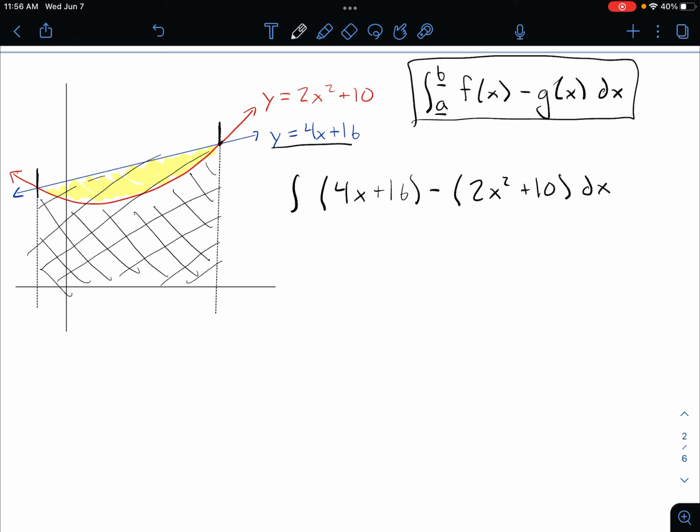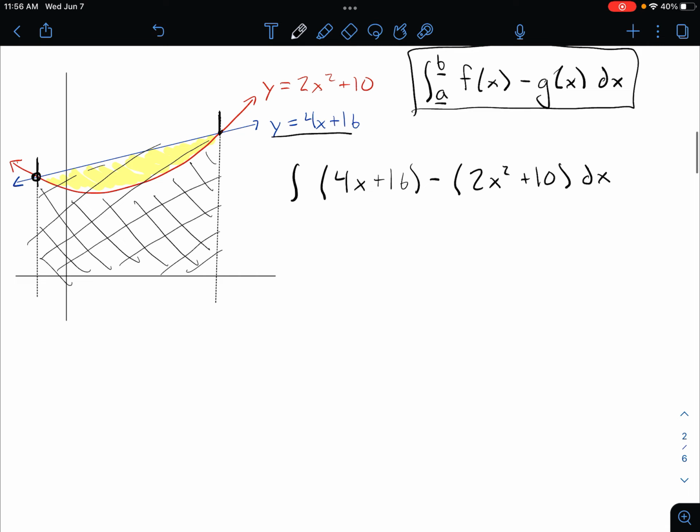And then we also need our a and our b. And as I said, that is the x coordinate for these two points that make the leftmost and rightmost boundaries of the section. So to find these points of intersection, we're going to have to set the equations equal to one another. So we'll do that down here.